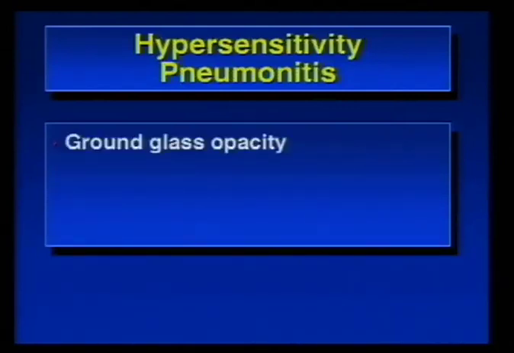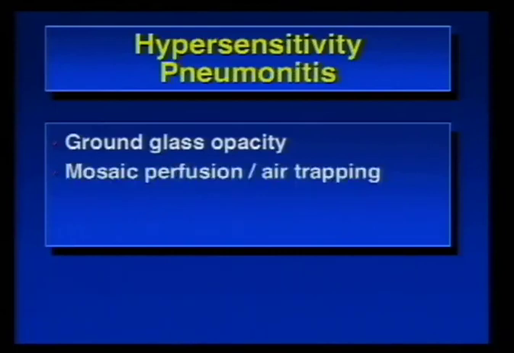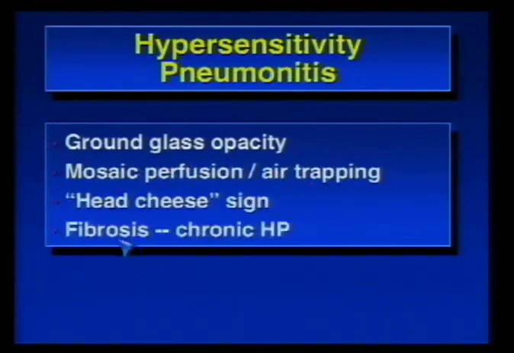Okay, so ground glass opacity, one of the most important findings, especially in acute disease, and that can be patchy, diffuse, or centrilobular nodules. You can see mosaic perfusion and air trapping. Air trapping may be the only finding. You may not see ground glass opacity at all. Head cheese sign, which has already been described to you. And then in the chronic setting, fibrosis, if this has progressed to chronic disease.